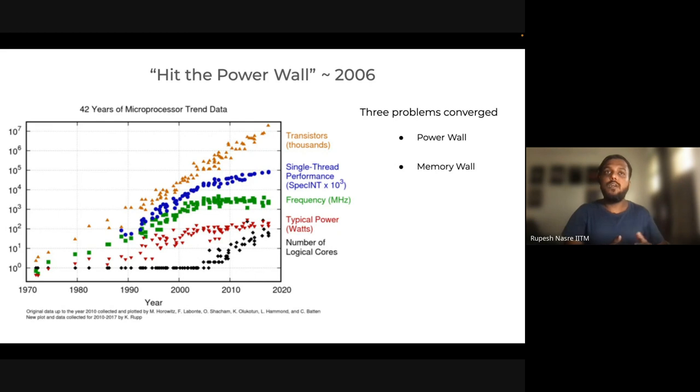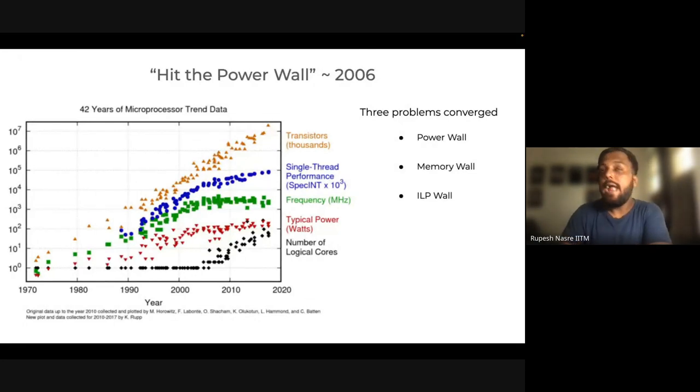This gap is bridged by registers and caches, but still there is a huge gap between the CPU and the RAM, so the CPU cannot access the RAM as fast as it requires to increase the performance. So this became a bottleneck. Now the ILP wall. The third problem was the ILP wall. What is ILP? This is instruction level parallelism.